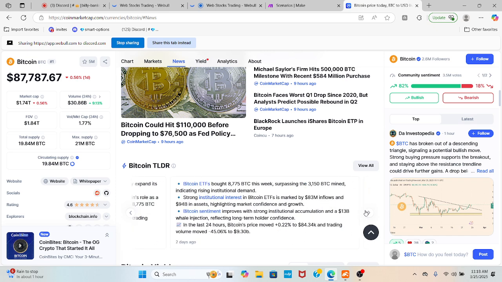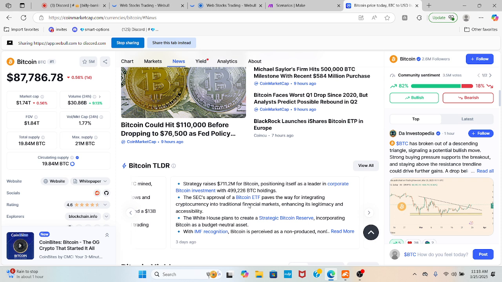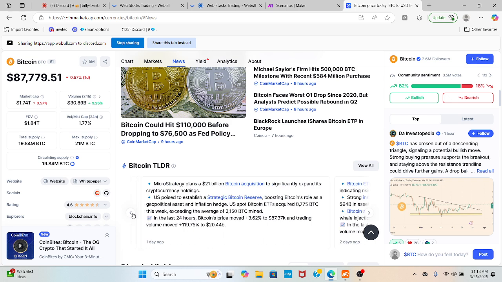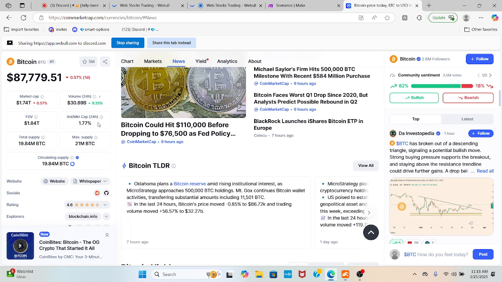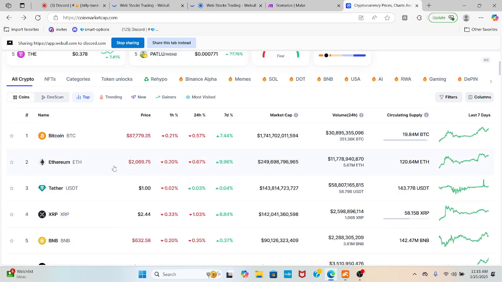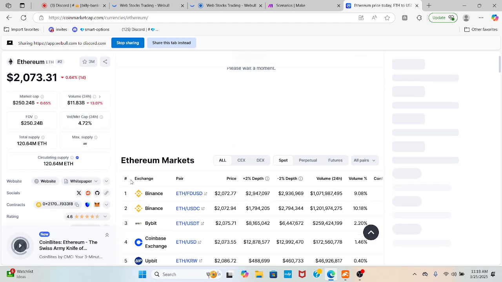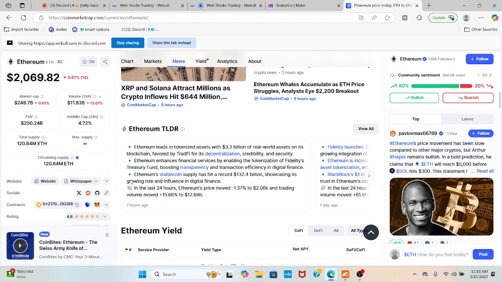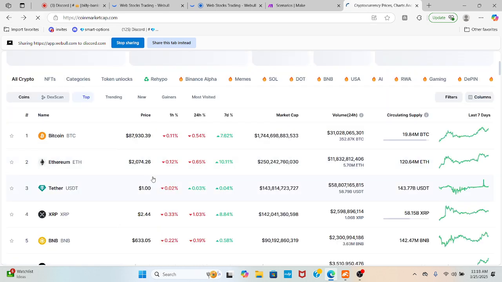Check this out. Bitcoin ETFs, strong institutional interest in Bitcoin ETFs. They're talking about dropping another one. That's what I'm looking for here. Yeah, the SEC's approval of a Bitcoin ETF paves the way for integrating cryptocurrency into the traditional financial markets. This is new, more news coming out 3 days ago. So along with the Bitcoin ETFs, Bitcoin futures and Bitcoin reserves are now the most important things. Not just Bitcoin ETFs and futures, but ETH has ETFs, and they're looking at ETH reserves and stuff.